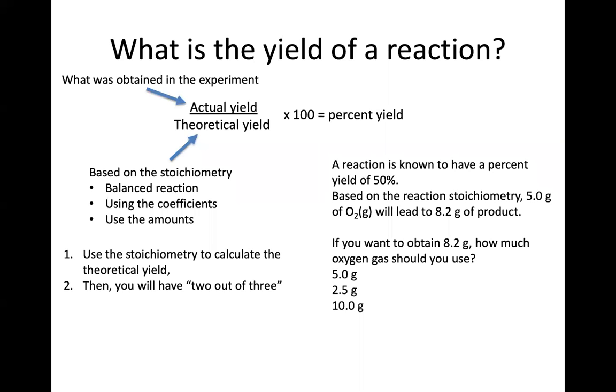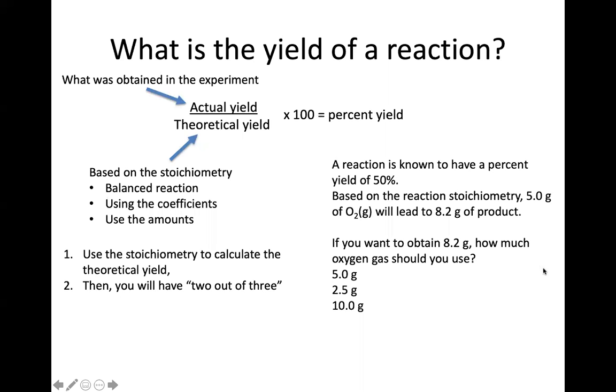As the last poll responses come in, let's look a little more closely at what this question is. It says a reaction is known to have a percent yield of 50%. That's not unusual. A lot of chemical reactions have been studied many, many times under different conditions, and they know, if we have a certain temperature and certain pressure, how much product we can actually produce. So knowing the percent yield ahead of time is not very unusual.